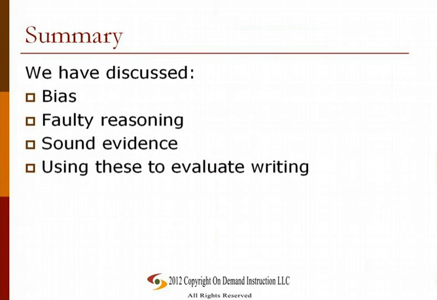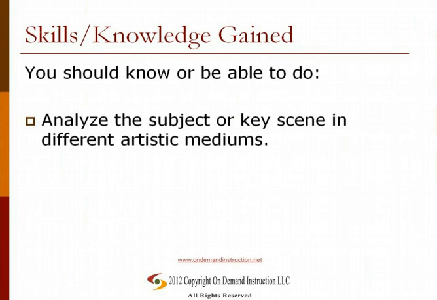We've come to the end of our session. We have discussed bias, faulty reasoning, sound evidence, and using these to evaluate writing. By the end of this session, you should know or be able to do the following. Analyze the subject or key scene in different artistic mediums. This information should help improve your reading comprehension skills.